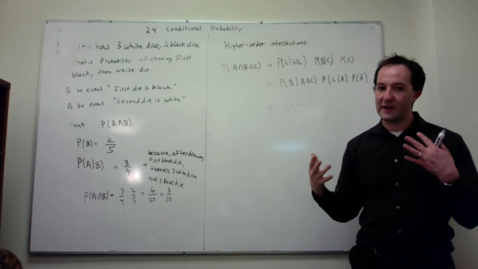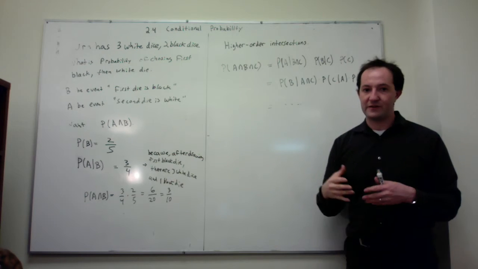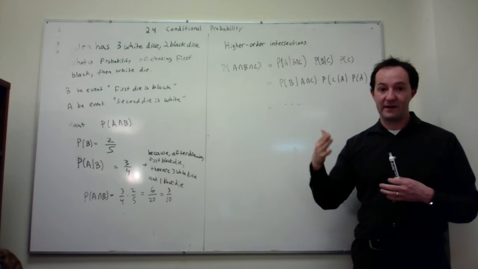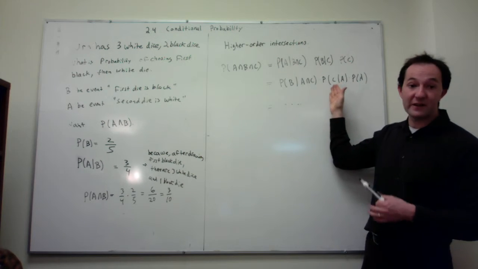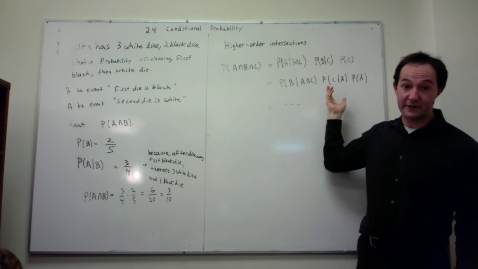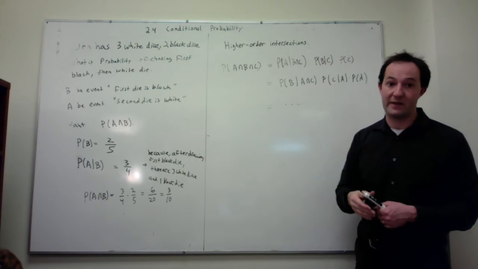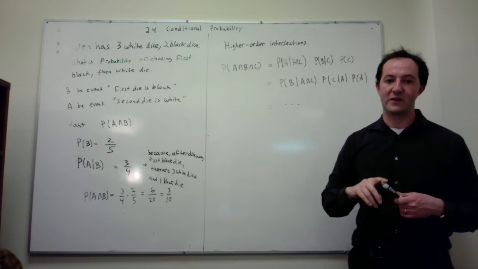For other things, it can be somewhat arbitrary, but it basically depends on which of these conditional probabilities are easier to write down, and that will guide you towards the factoring that you want to use.